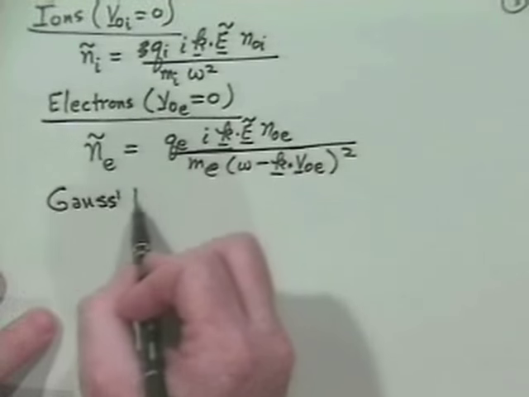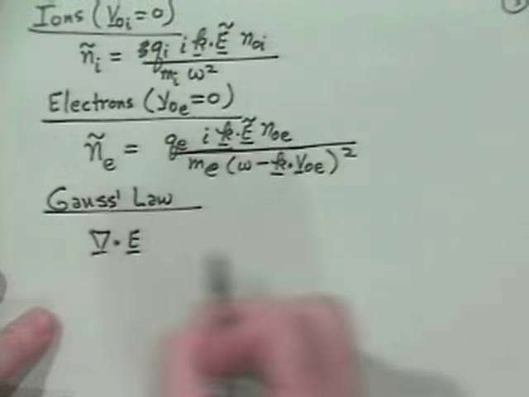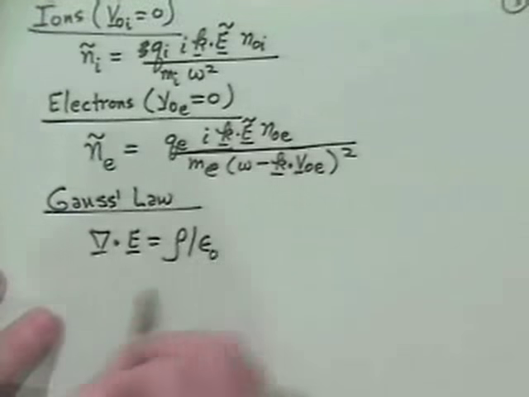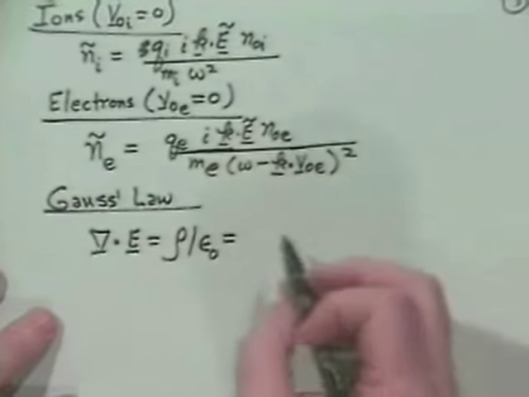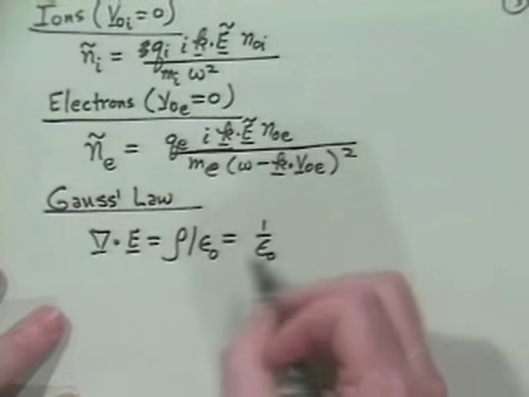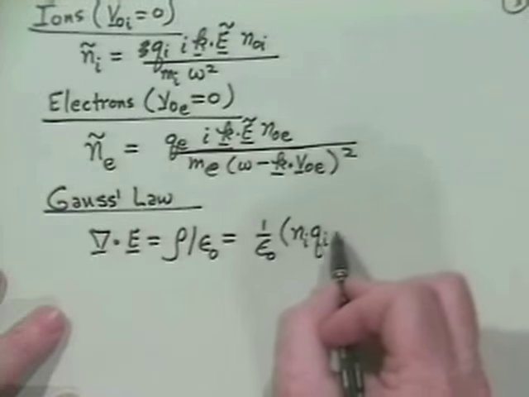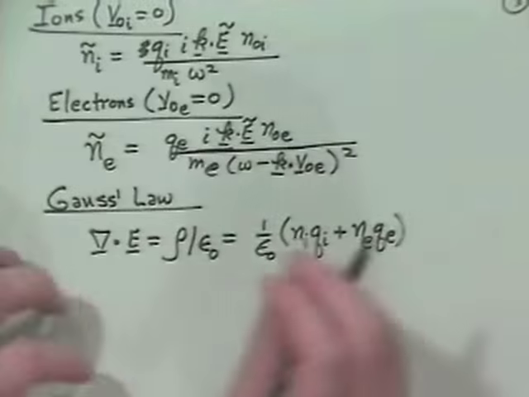So Gauss's law is, of course, the divergence of the electric field is equal to the charge density divided by epsilon naught. Charge density means, you know, the sum over nq. So that's 1 over epsilon naught, and then n_i q_i plus n_e q_e.